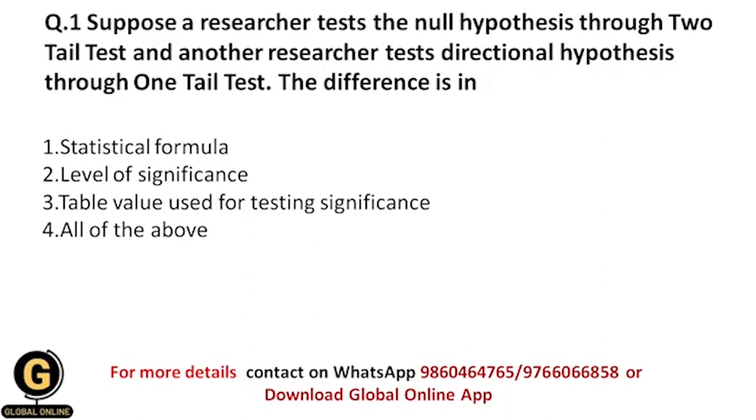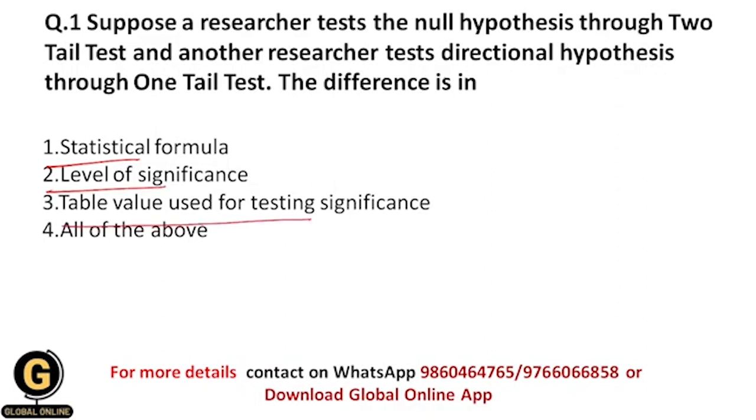Basically, in a one-tailed test there is only one end for the alternative hypothesis, and that's why it is called the directional hypothesis. But a two-tailed test has two ends, both the left and right ends, and that's why there are many differences in the testing of the two-tail test and the one-tail test. Those are differences in statistical formula, because these are two different tests and we need to use different statistical formulas. Again, the level of significance is different, and the table value that we use for testing significance is different.